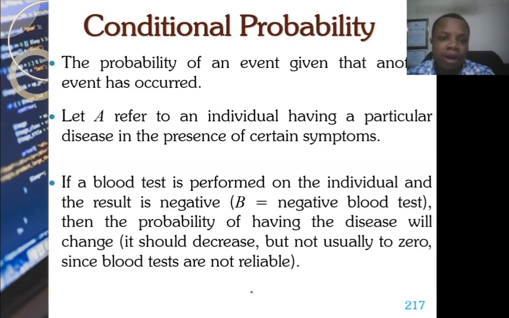Now, once we are talking about conditional probabilities, all that we are trying to determine is the probability of an event given that another event has already occurred. So the probability of A given that another event, that is B, has already occurred. Suppose that we let A refer to an individual having a particular disease in the presence of certain symptoms. For instance, if a blood test of this individual is performed and the result is negative, then the probability of having the disease will change.